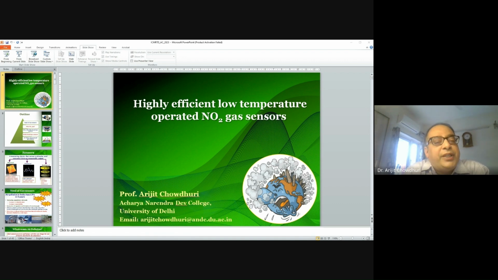So what are the features that one looks for in an efficient and good gas sensor? Number one, it should have high sensitivity towards a particular gas, in this case, NO2. It should have a quick response time. It should have a faster recovery and should have reproducible characteristics. It should operate at a very low operating temperature.